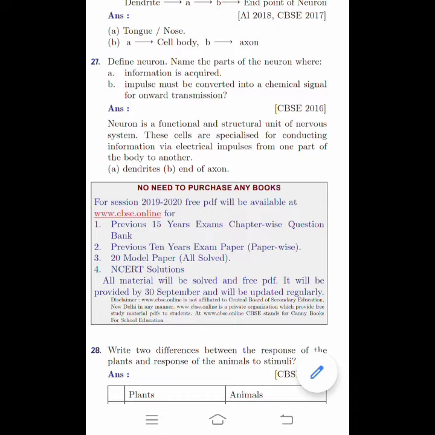Okay. Define neuron. Name the parts of neuron where information is acquired. And the second sub question is: impulse must be converted into a chemical signal for onward transmission. Yes, the answer is: neuron is a functional and structural unit of the nervous system. These cells are specialized for conducting information via electrical impulses from one part of the body to another. That is dendrites and the end of the axon.